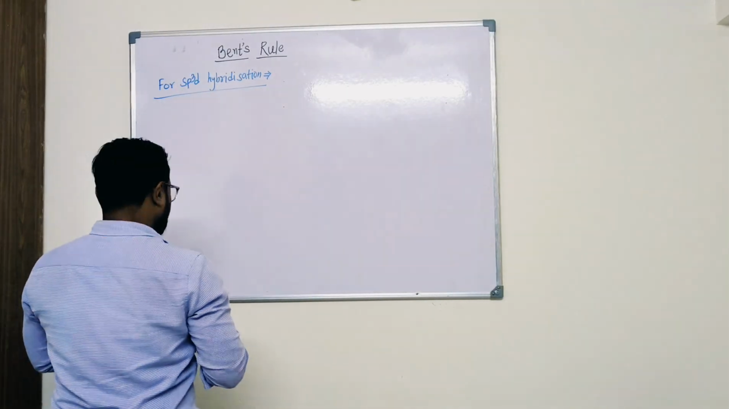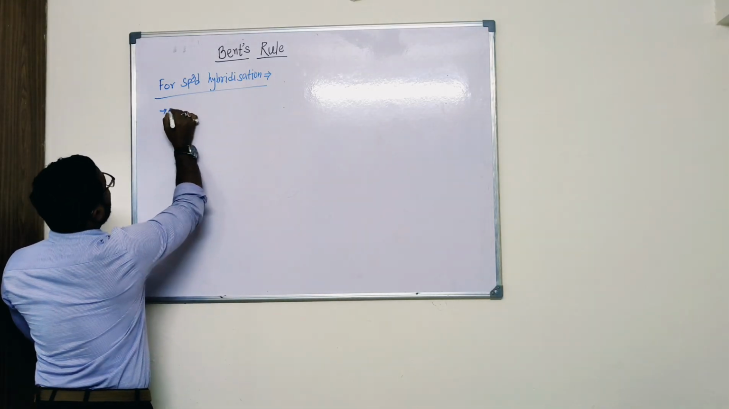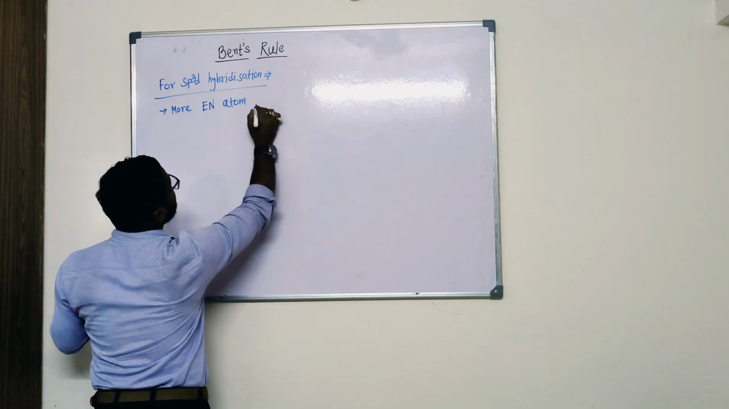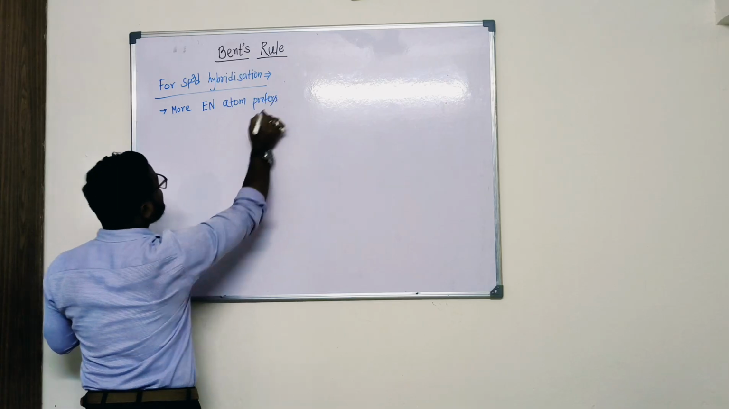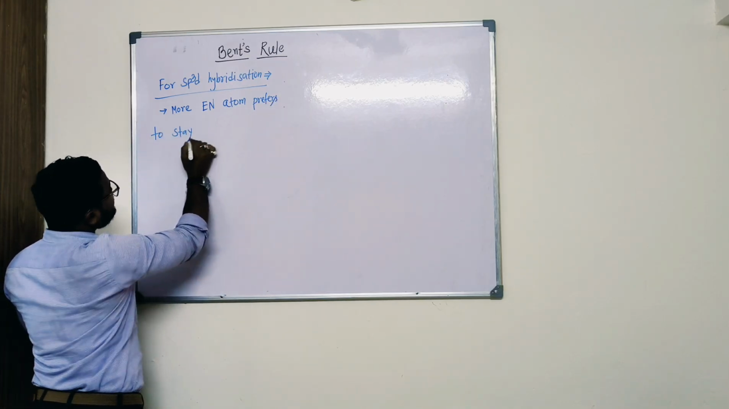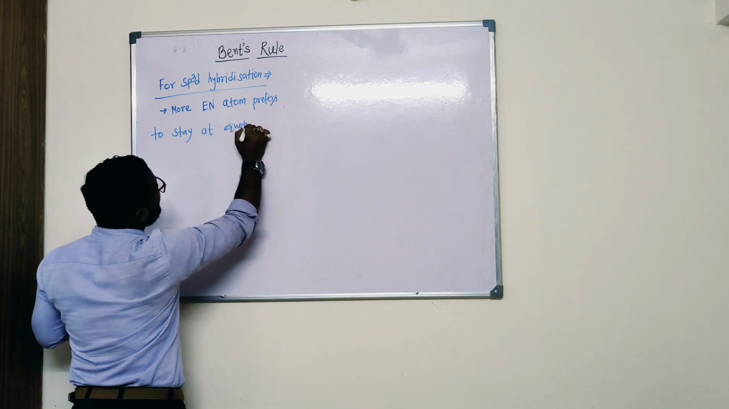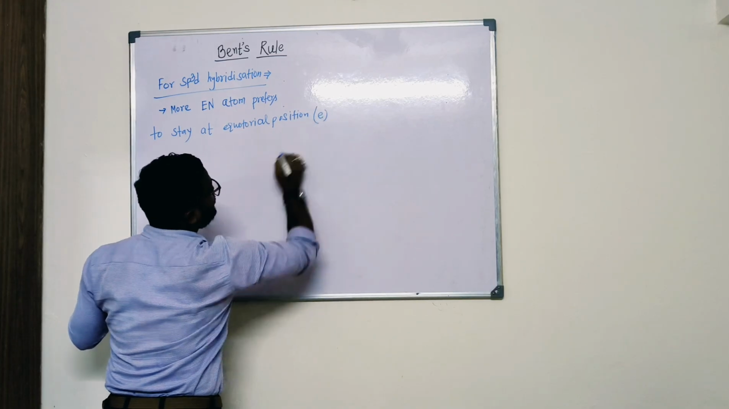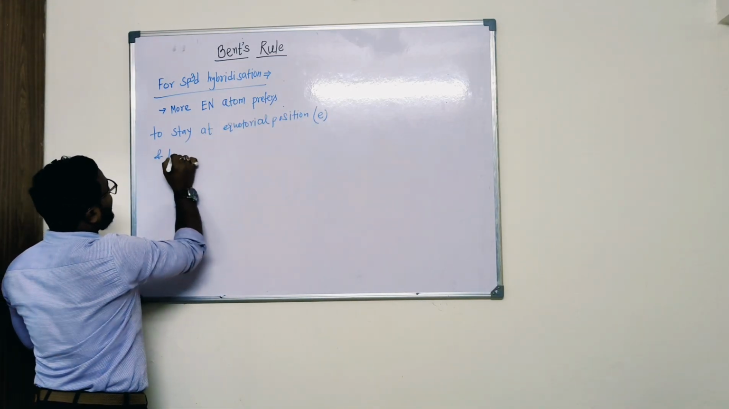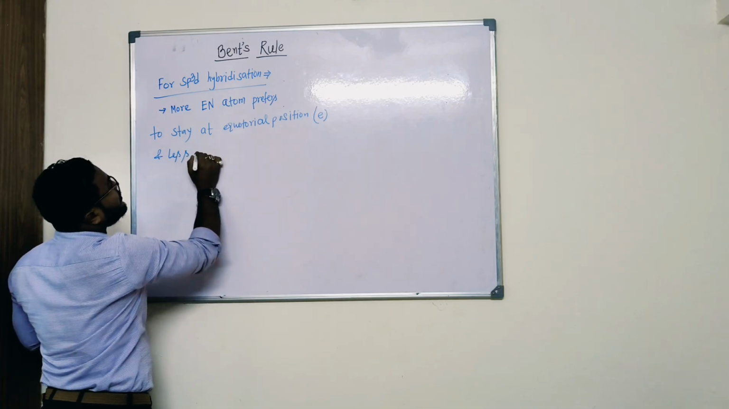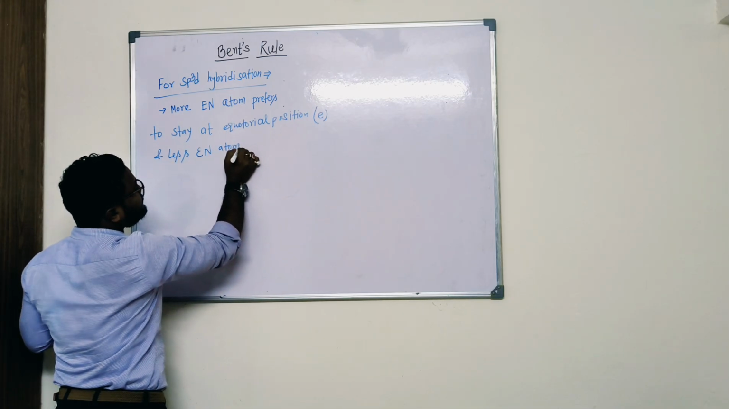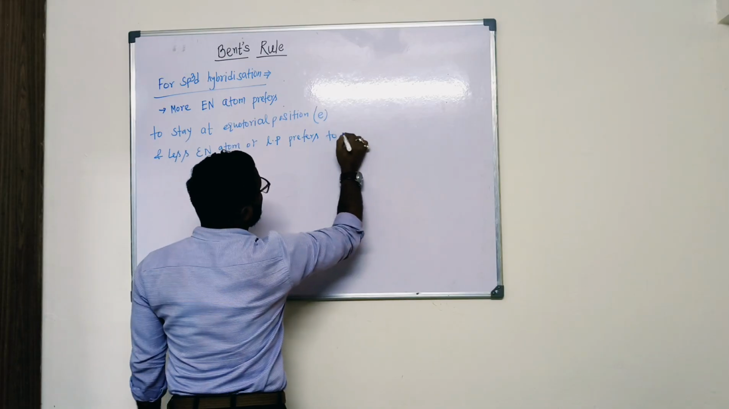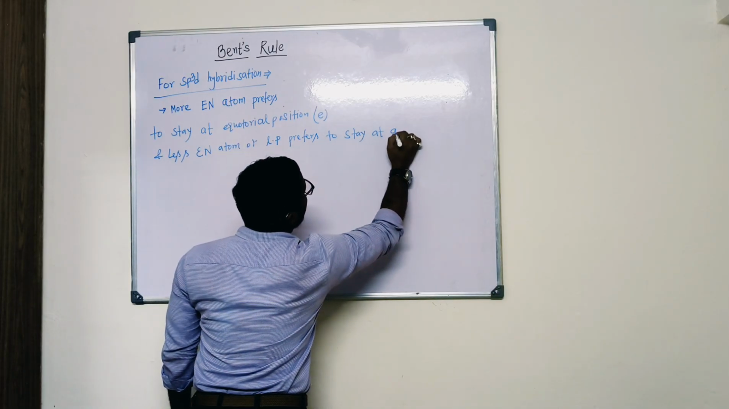Now let's see. So what we can write, that more electronegative atom prefers to stay at equatorial position, denoted as E, and less electronegative atom or lone pair prefers to stay at axial position.